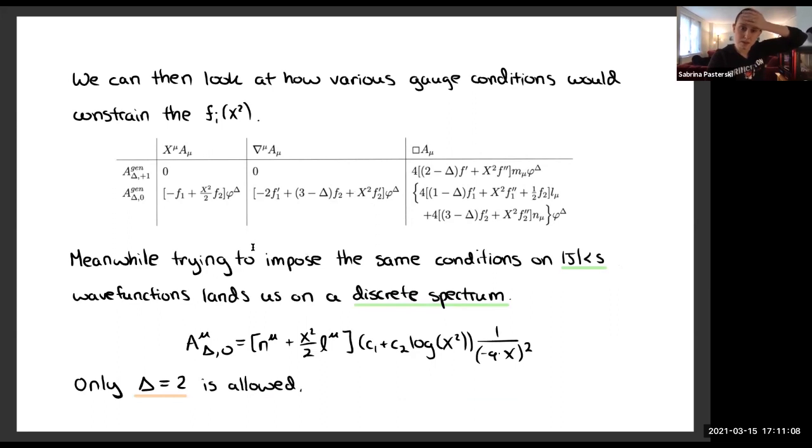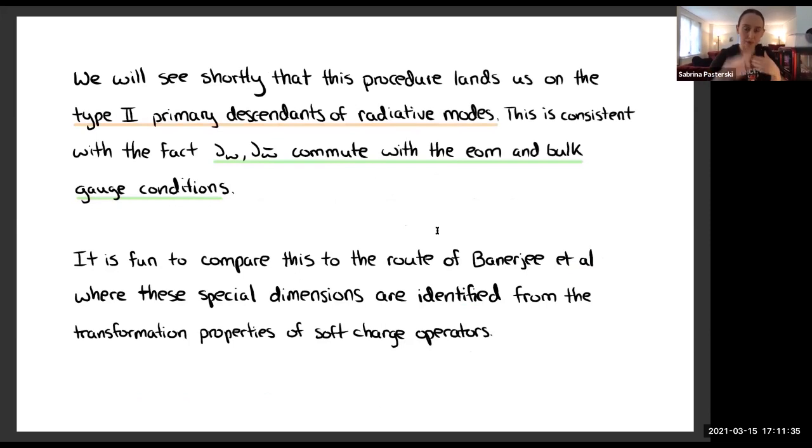So these are going to be the guys where now J is less than S. So J is 0 here instead of it being a helicity 1 field. And what I have now is basically two solutions and only one value of delta. And what's fun is it's basically picking out for me the Goldstone and memory modes, that these are going to be type 2 primary descendants of certain special radiative guys. Okay, so in a couple slides, we're going to see that this procedure is landing us on these type 2 primary descendants of radiative modes.